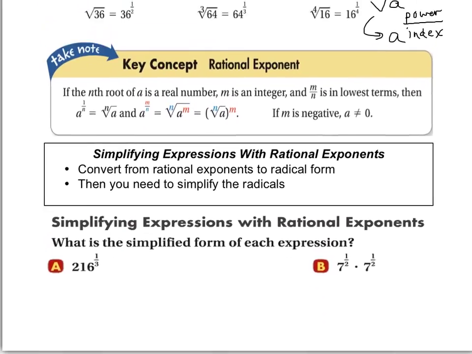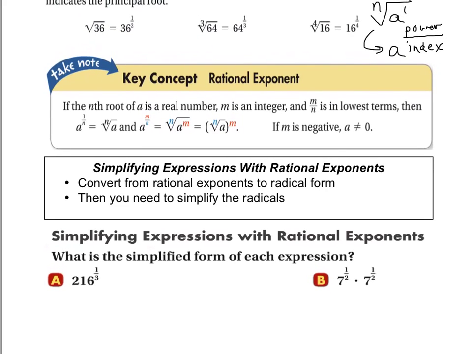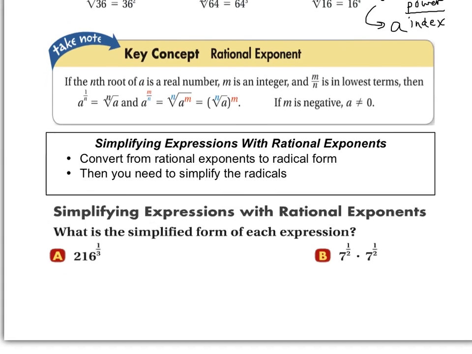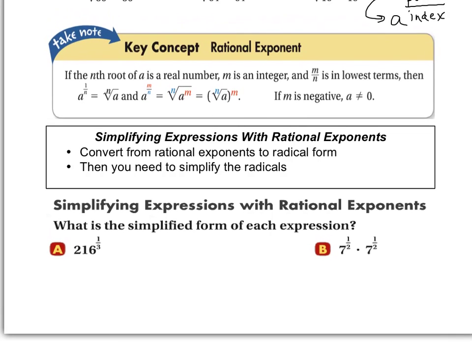First, being able to simplify expressions with rational exponents. A couple of directions here first. First thing you want to do is convert from rational exponent to radical form. So you're going to have to be able to convert it to a radical. Then simplify the radical, which the radical part we've done before. We've already simplified that.